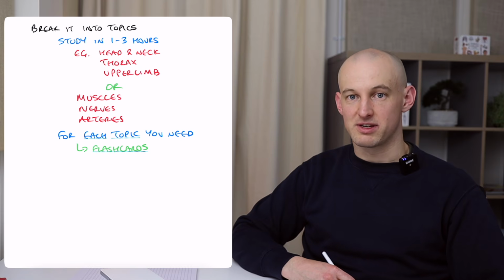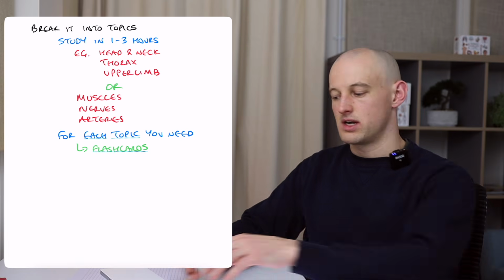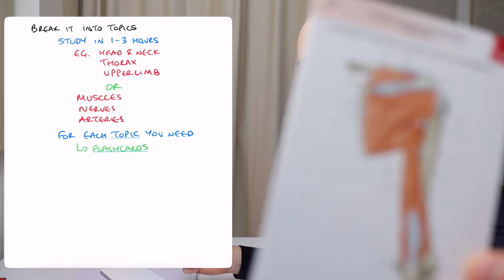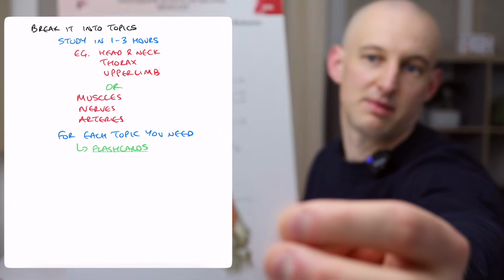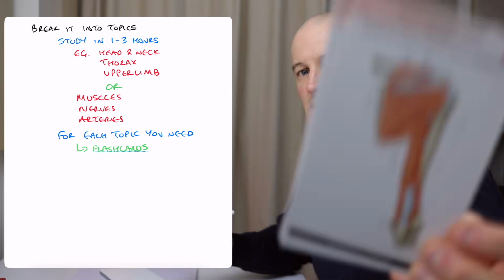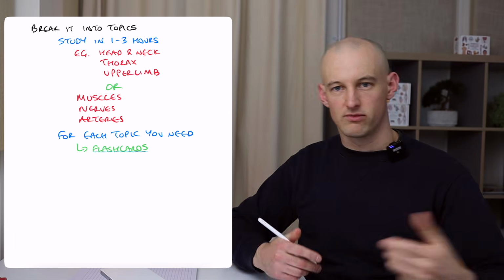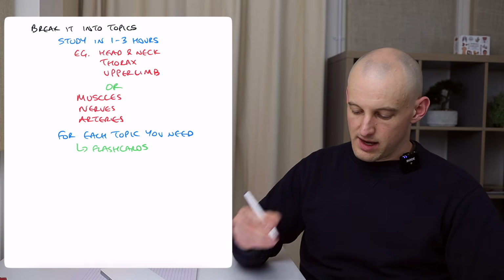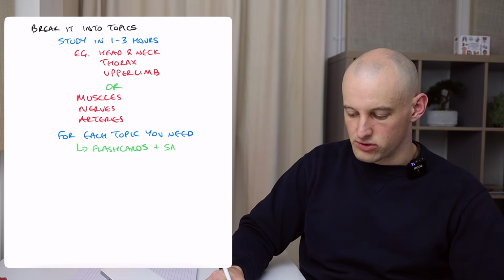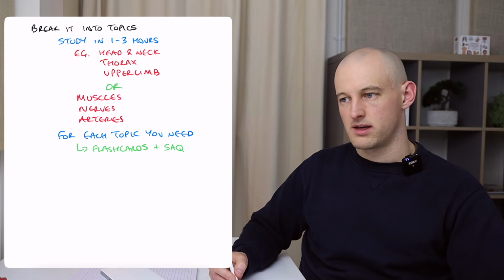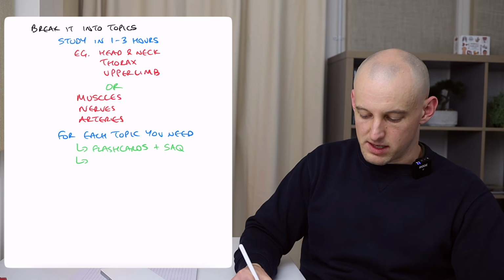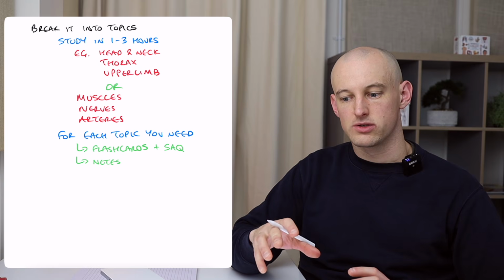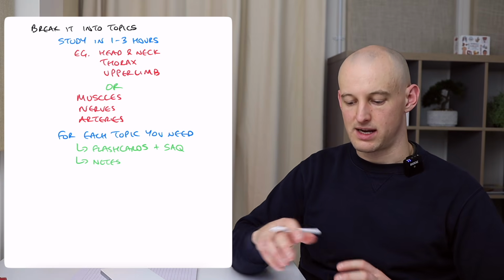For this demonstration, I'm going to show you me going through some flashcards. I've just got these Grey's Anatomy flashcards, which are okay, they're not too bad, but there's loads of different ones available. Ideally, you also have some short answer questions. And then you have some notes or some reading material that talks about the function and how things work.